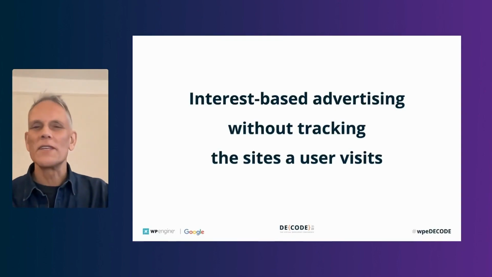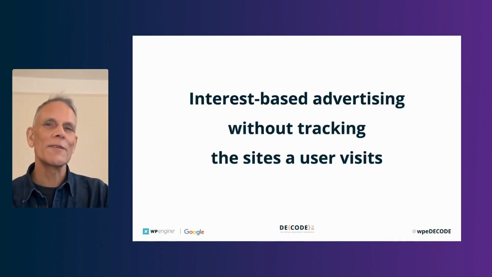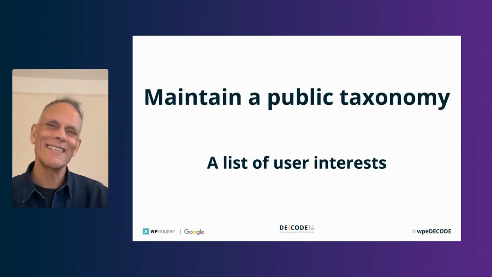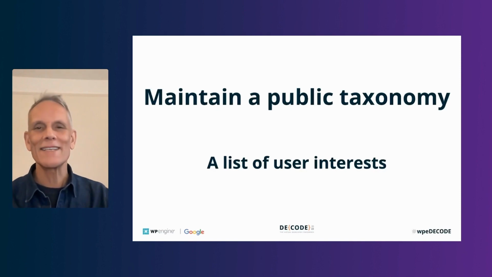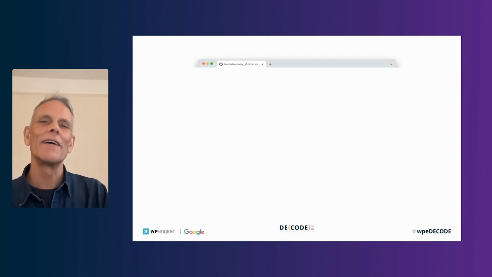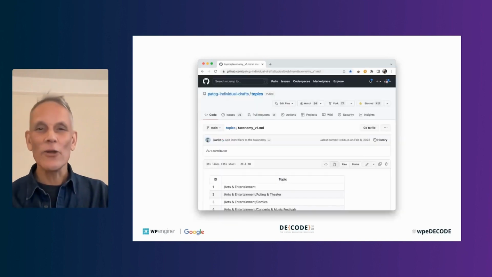The Topics API provides a mechanism to enable interest-based advertising, but without allowing third parties to track user browsing activity. So the API, in a sense, has 3 major components. First up, interest-based advertising needs a taxonomy of topics of interest. The Topics API taxonomy looks like this.